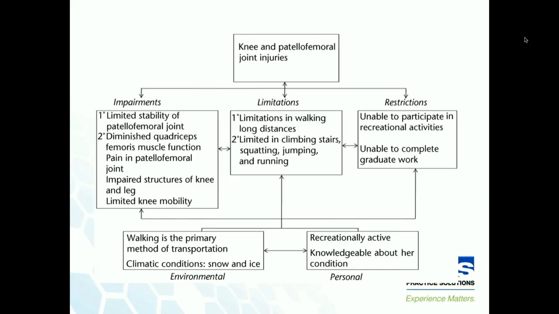Now, those impairments lead directly to a couple of important limitations for her. So she has limitations in walking long distances, so she can't walk long distances. And she's limited in climbing stairs and squatting, jumping, and running. So those activity limitations lead to these participation restrictions in her life. So she's unable to participate in recreational activities, and she's unable to complete her graduate work.